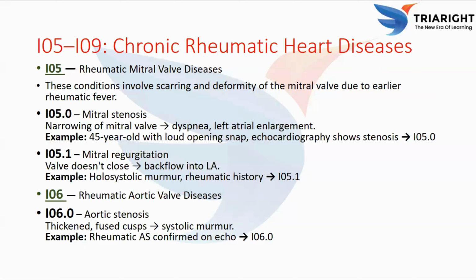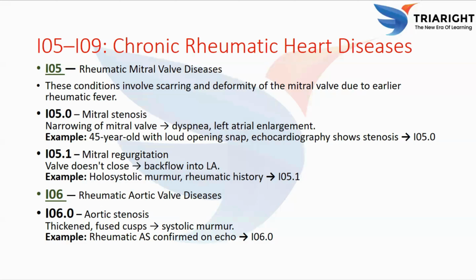So the I05 code. I05 is rheumatic mitral valve disease. So what does rheumatic mitral valve disease do? These conditions involve the scarring and deformity of the mitral valve from the earlier rheumatic fever. This is mostly caused by the valvular lesion which is caused by rheumatic fever. For example, I05.0 is rheumatic mitral stenosis. So what do you mean by rheumatic mitral stenosis? Stenosis is a narrowing of the mitral valve. This impedes the blood flow from the left atrium to the left ventricle.